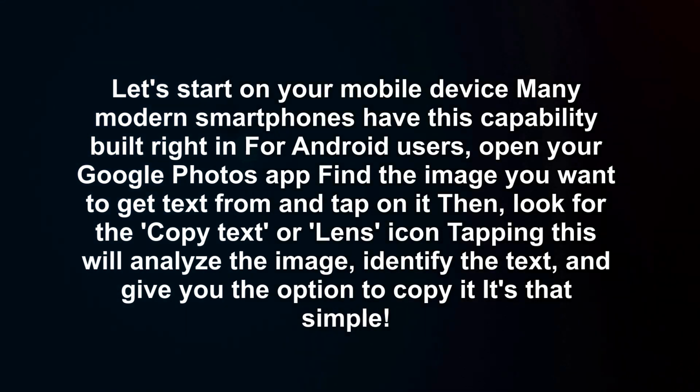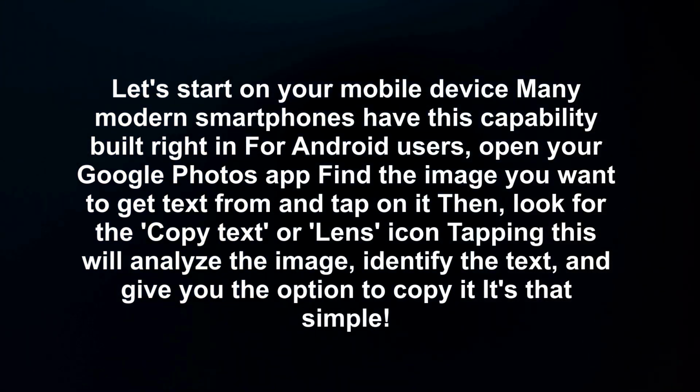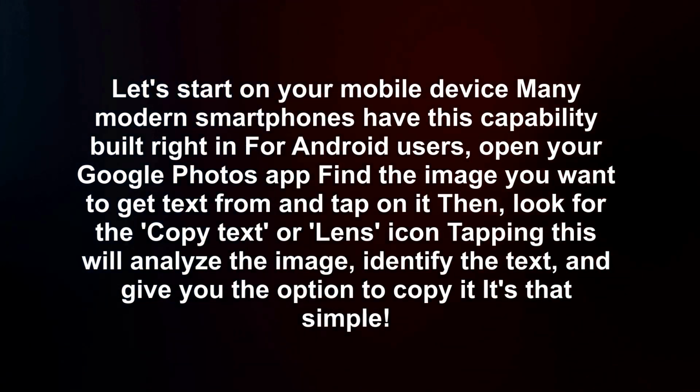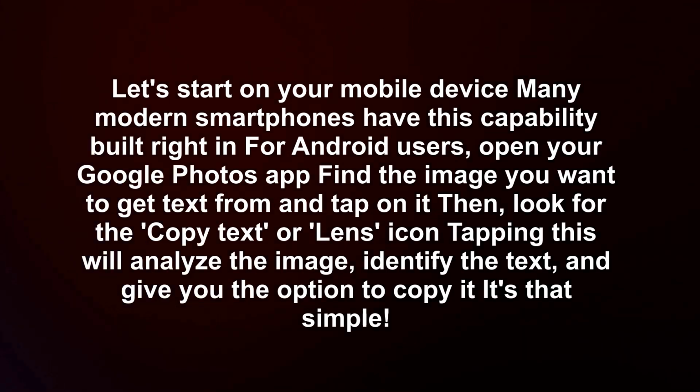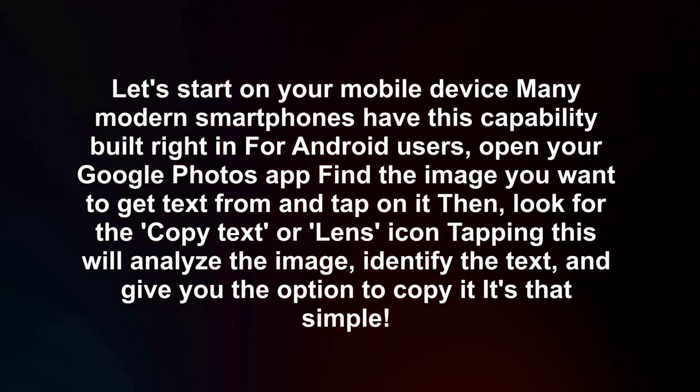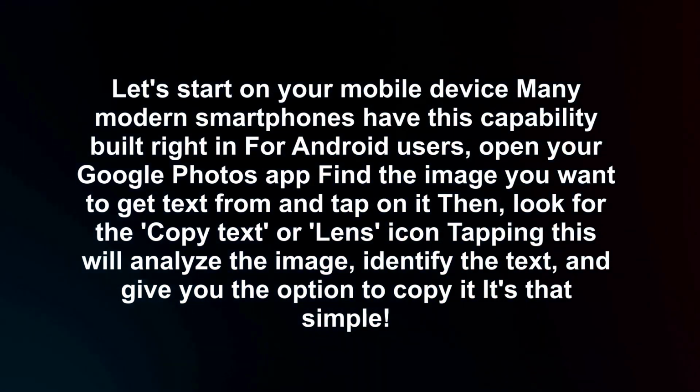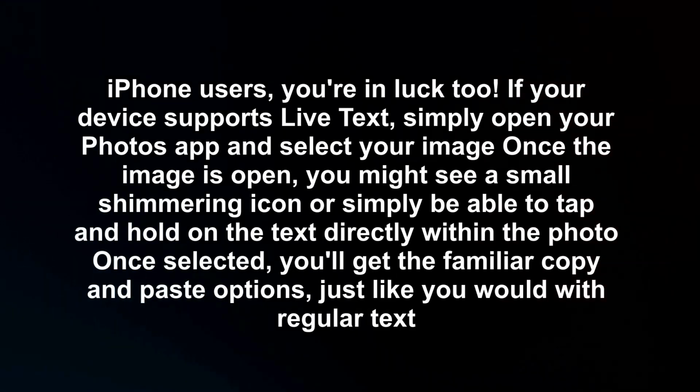Many modern smartphones have this capability built right in. For Android users, open your Google Photos app, find the image you want to get text from and tap on it, then look for the copy text or Lens icon. Tapping this will analyze the image, identify the text, and give you the option to copy it. It's that simple. iPhone users, you're in luck too.